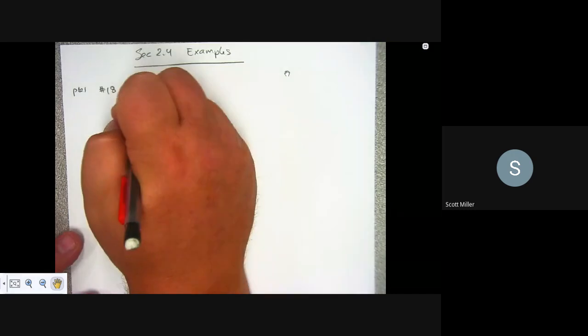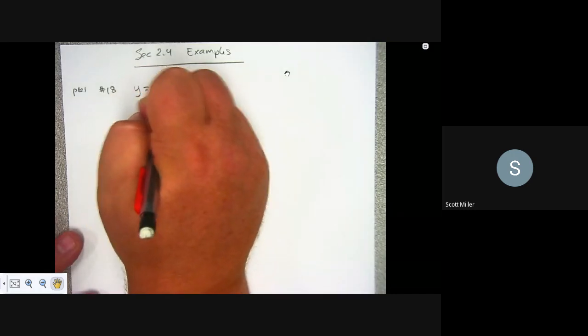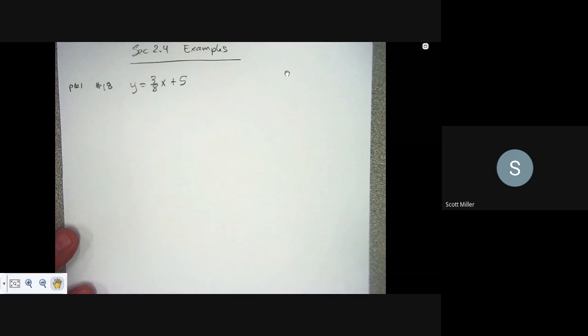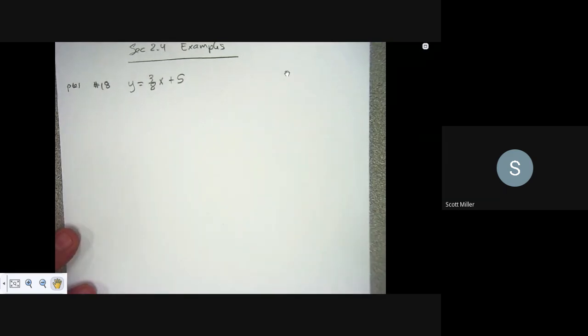And problem number 18, they give you this equation right here, and they ask you to sketch the graph of this equation. There's a lot of ways to do this, but the main way that you want to do this is you need to find 3 points on this graph. You're going to make a table and find me 3 points.